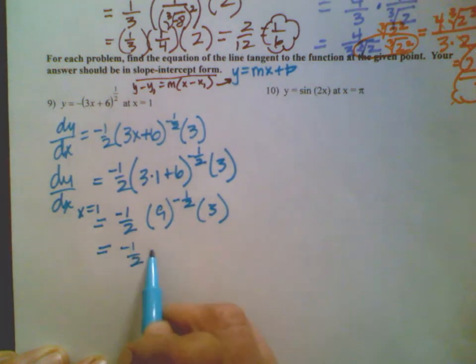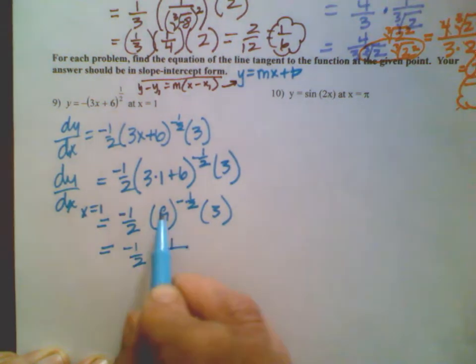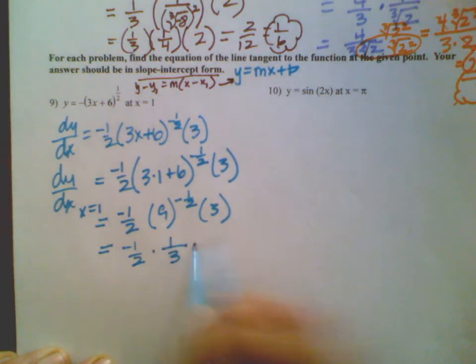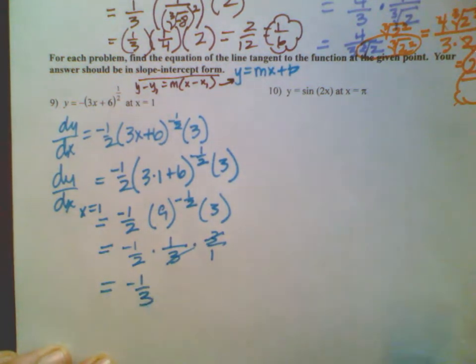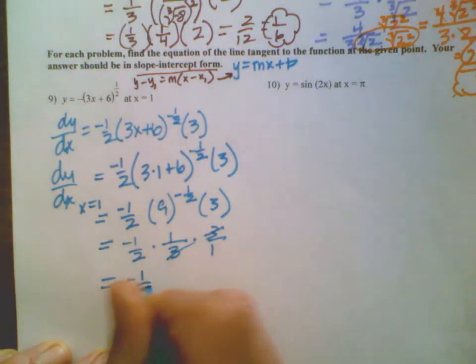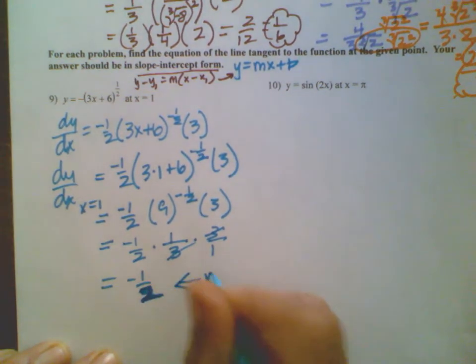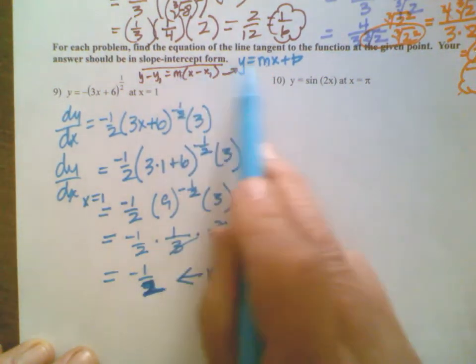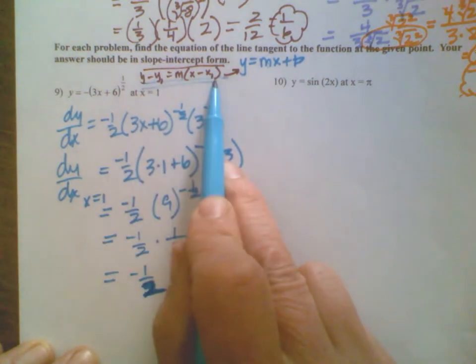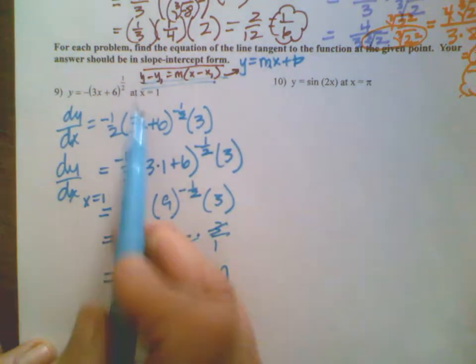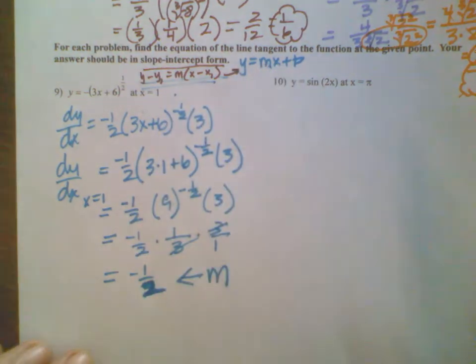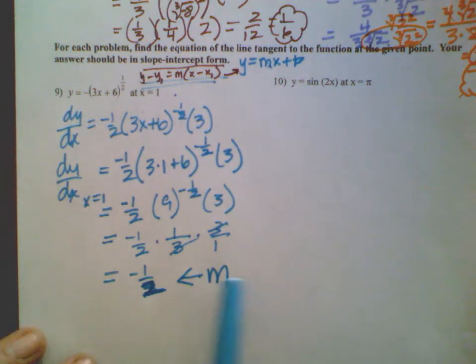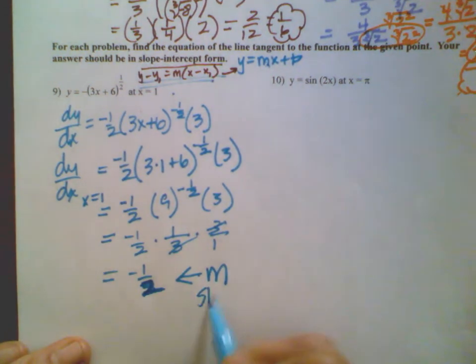So this is negative 1/2 times 1 over the square root of 9, which is 3, times 3 over 1. Those 3's are going to cancel out. I end up with a slope of negative 1/2. Oops, I wrote 1/3, but negative 1/2. That's that part right there. There is my slope. I found my slope that I'm going to use. It's going to be the same slope in both of these, but I'm going to start with point-slope form to get it into slope-intercept form. But in order to do that, again, I said earlier, I need a point. I've got my slope. Now I need a point.